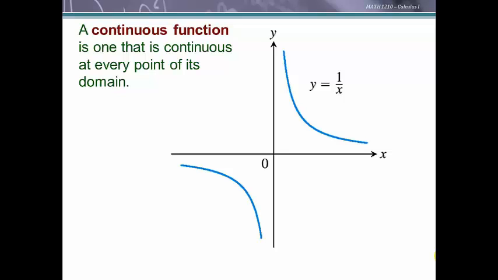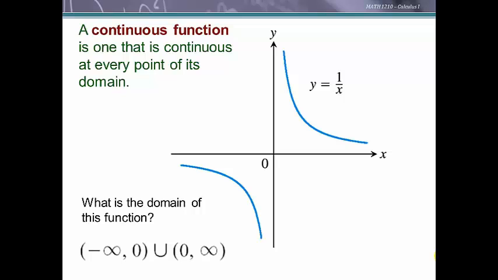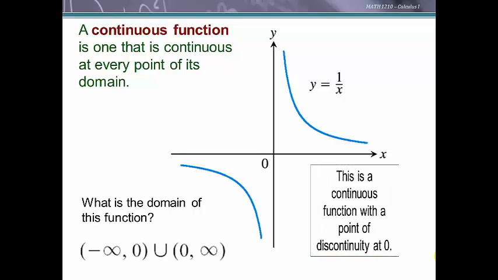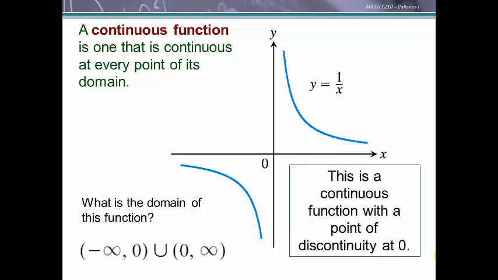So as we look at this function y equals 1 over x, we see that there is a point of discontinuity at x equals 0. But if we're asking what is the domain of this function, the domain is everything except x equals 0. So we have from negative infinity to 0, and 0 to infinity. We're leaving out 0. So as far as what a continuous function is, this is a continuous function. There's a point of discontinuity at 0, but 0 is not in the domain of the function. So the function itself, for all values in its domain, is continuous.